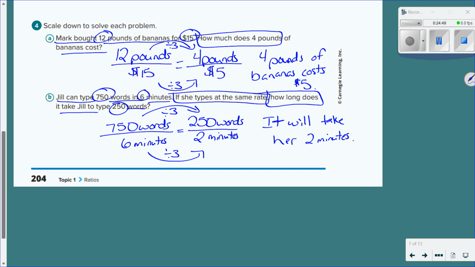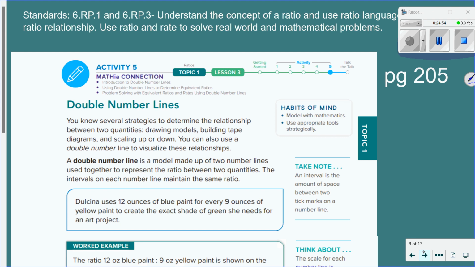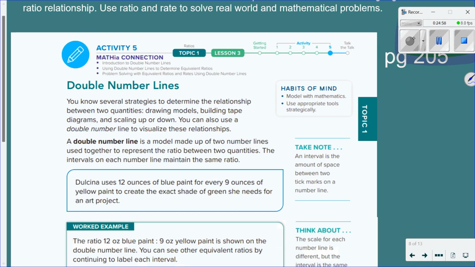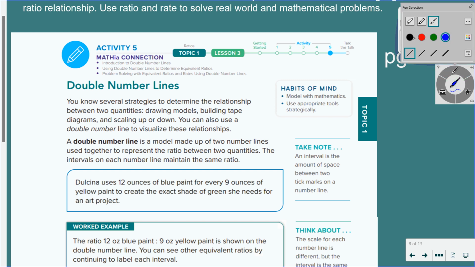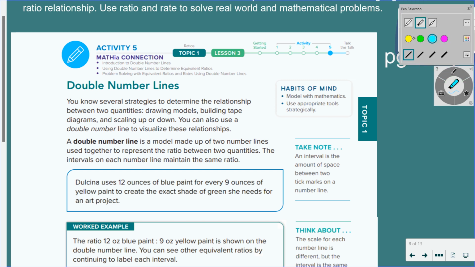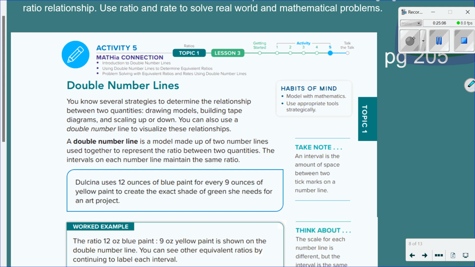Good. Let's turn the page. More vocabulary, so make sure you have your stuff out. So we're back on our vocabulary. The first one we're going to do on this set is a double number line. How many of you are familiar with a double number line?